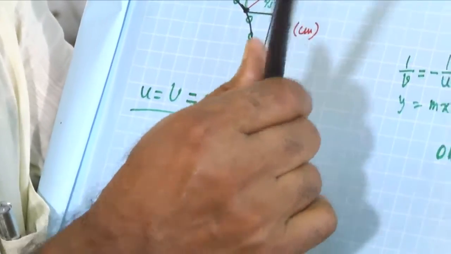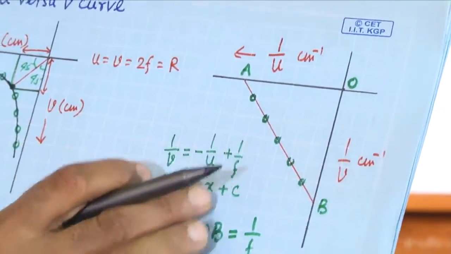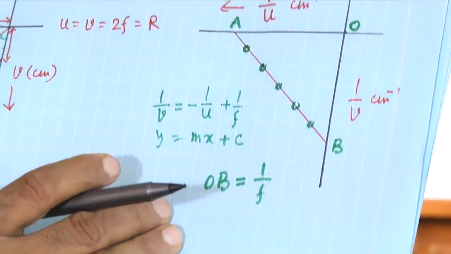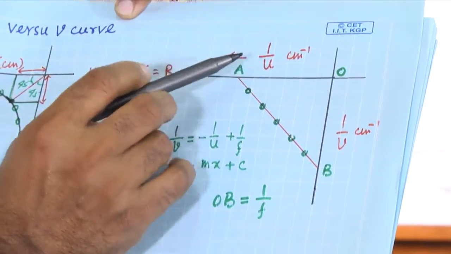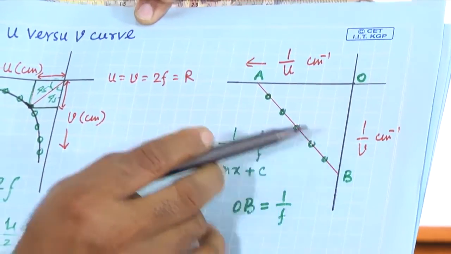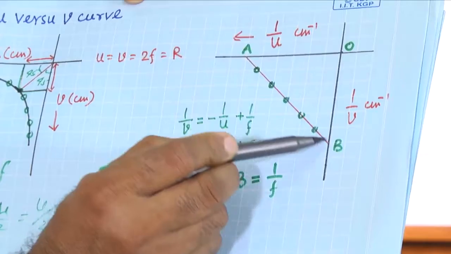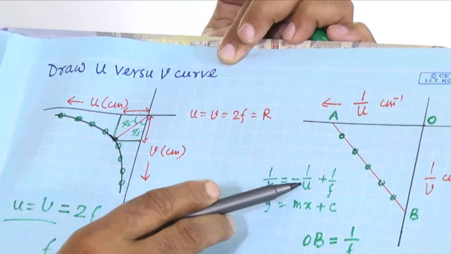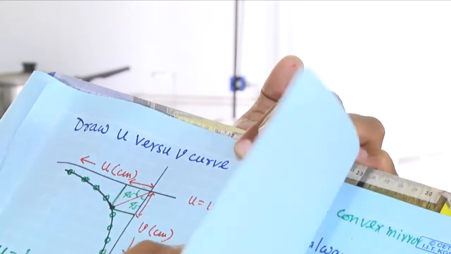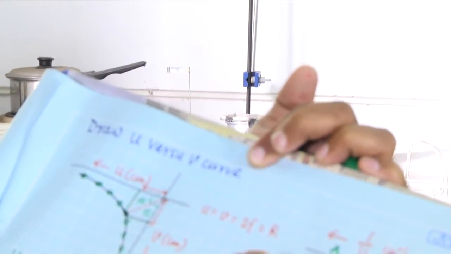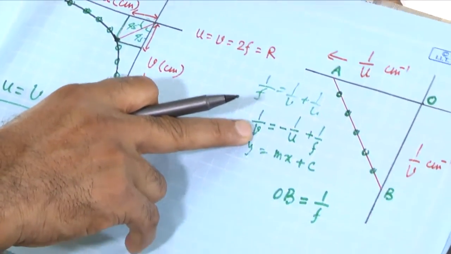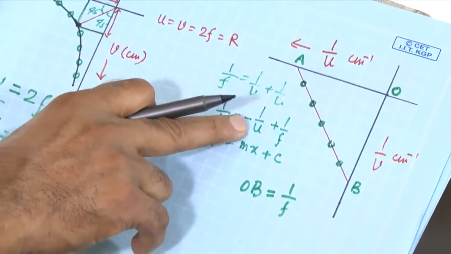Another way, you can plot 1 by u versus 1 by v. Again these are negative, so we have chosen negative axes. If you plot 1 by u versus 1 by v, you will get a straight line. You know 1 by f equals 1 by v plus 1 by u. So 1 by v equals 1 by f minus 1 by u.